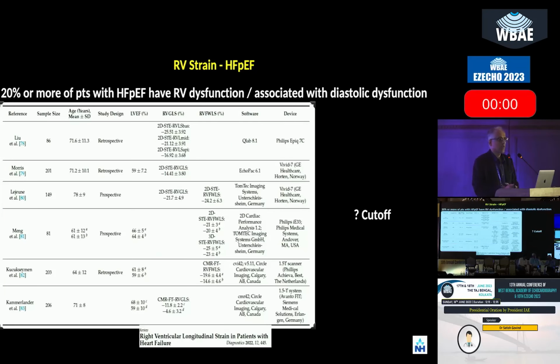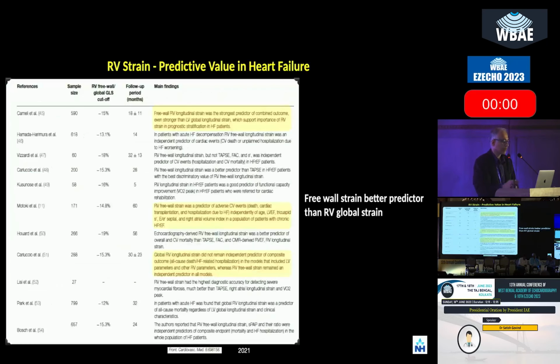Now, what about heart failure with preserved ejection fraction? Again, there are a lot of variations in terms of numbers. You have 24 as the highest, and then you have 14 as the lowest. So there's no standardized optimal cutoff here. As far as preserved ejection fraction is concerned, not much over there.